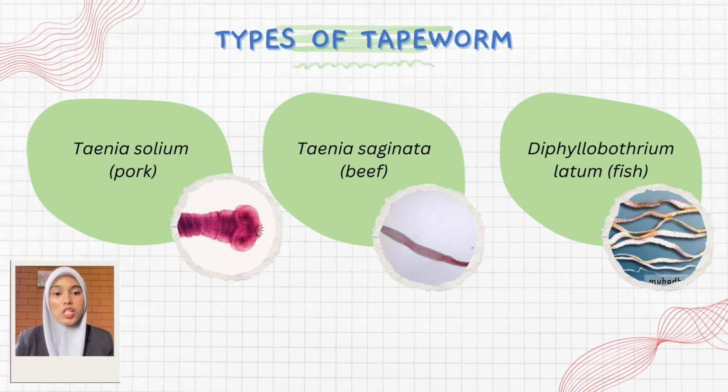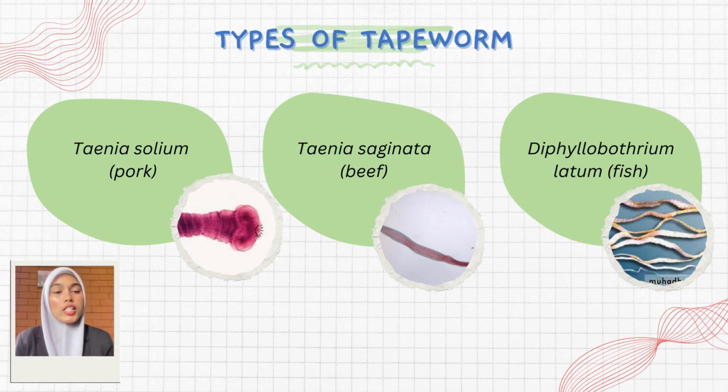First is Taenia solium. Taenia solium is a species of tapeworm that infects pigs. Humans can become infected by eating undercooked pork contaminated with Taenia solium larvae. As soon as you eat, you can potentially get intestinal problems.